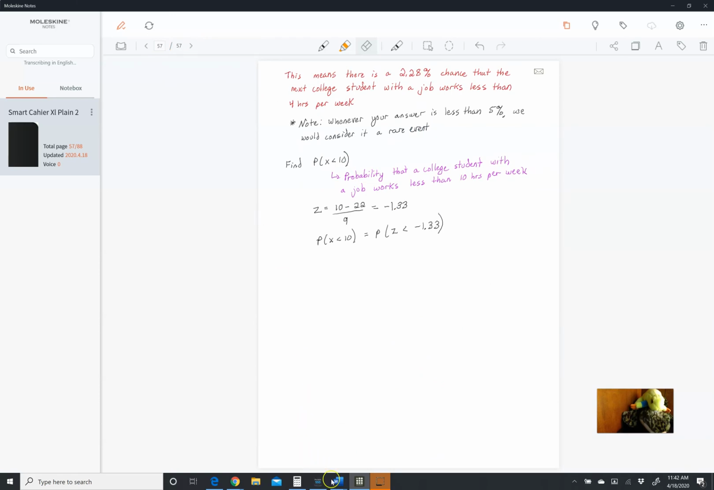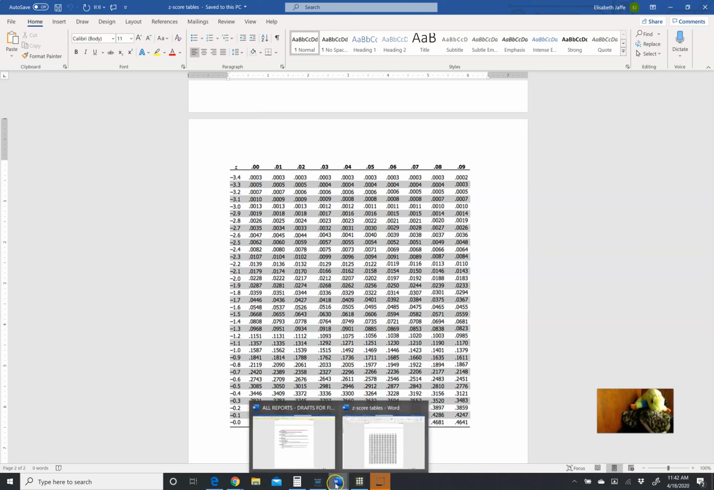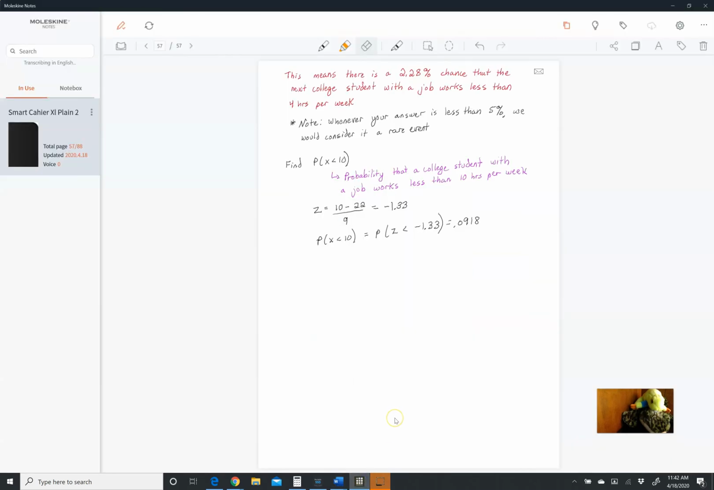So all we have to do is go to our Z-score chart. And we go to negative 1.33. So we start at negative 1.3. And then we go over, and remember, this is negative 1.30. So then we have negative 1.31, negative 1.32, negative 1.33, and that's 0.0918. So what does that tell us? That tells us that there's approximately a 9.2% chance that the next person works less than 10 hours per week.